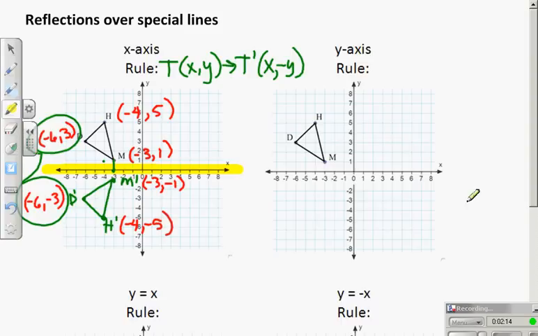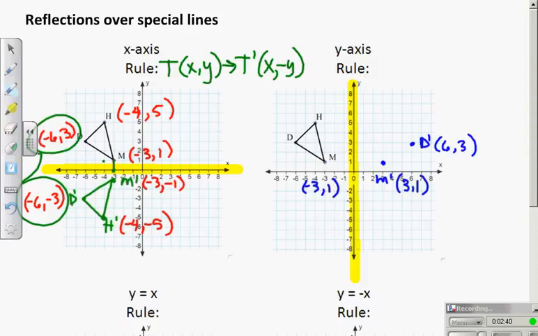So what would the formula be if I wanted to reflect over the y-axis? Well, M is 3 units from the axis, so M prime is at 3, 1 instead of -3, 1. D is 6 units, so that means that D prime is at 6, 3, where D was at -6, positive 3.